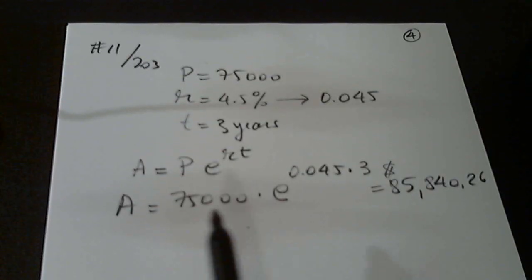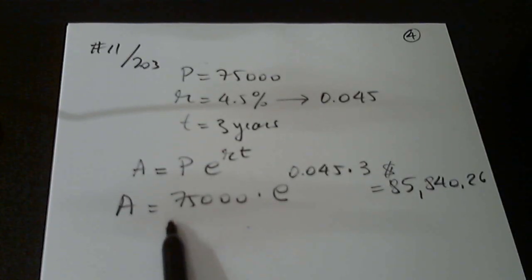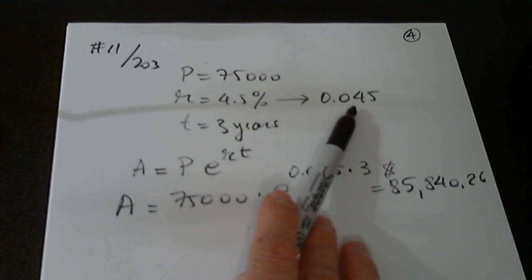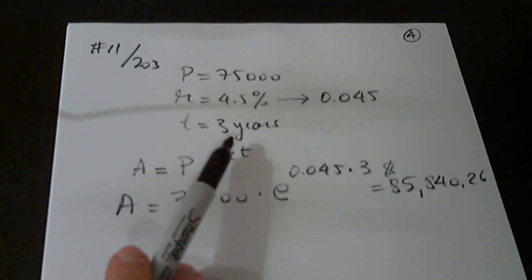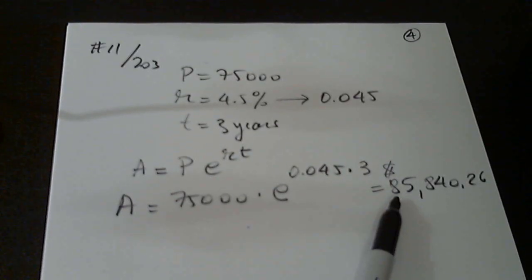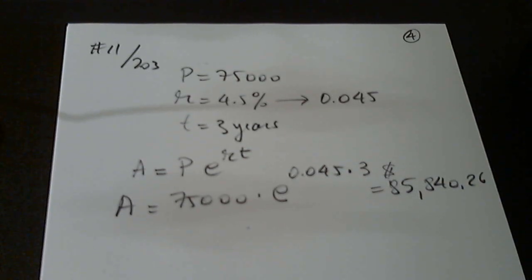So if the interest is compounded continuously on $75,000 and the interest rate is 0.045 for a duration of 3 years, we get a difference of about $10,000.